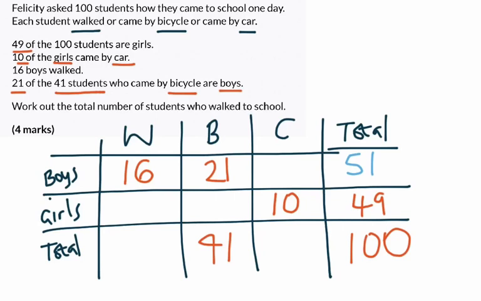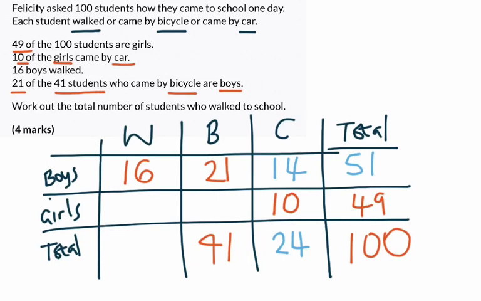Okay, the next bit now I'm thinking, well, I could probably work out how many boys came by car. So the boys that came by car, well, I've got a total of 51. So if I do 51 take away 16, take away 21, that leaves me with a nice 14. I'm just checking that they add up to 51. And now I can add up the total for cars. So going down the cars column, I've got 14 add 10, which gives me 24.